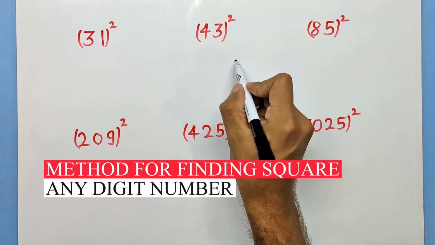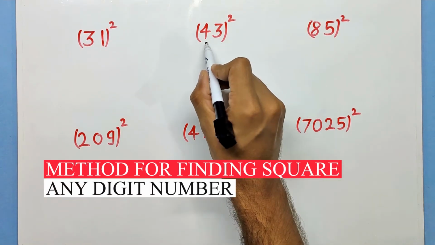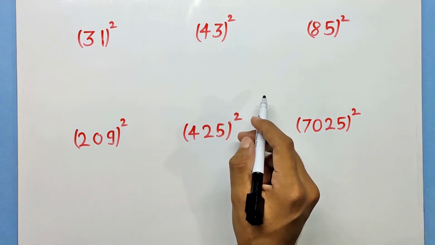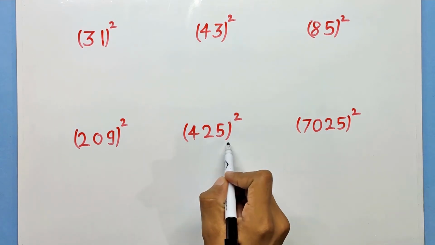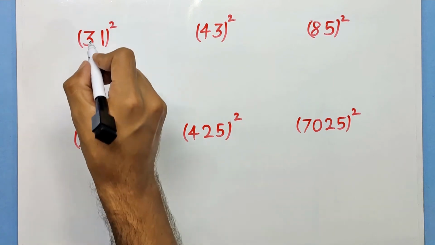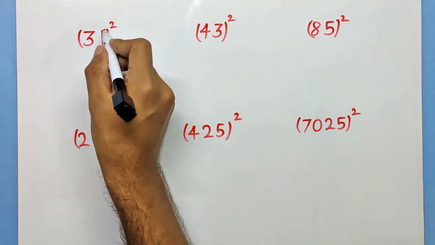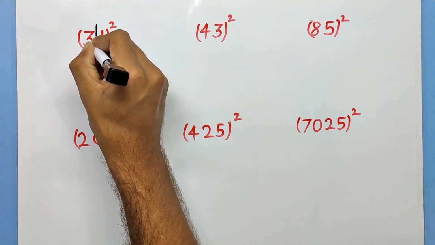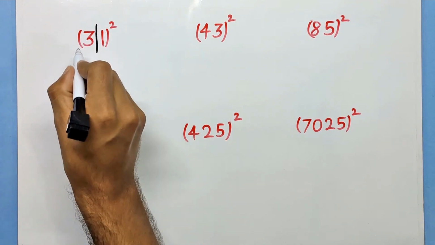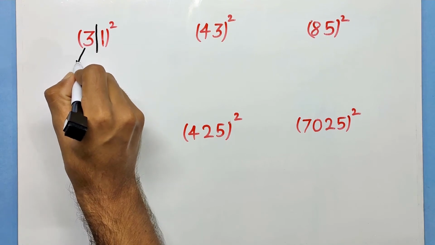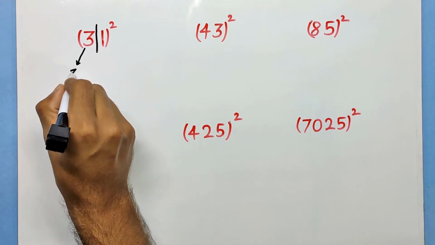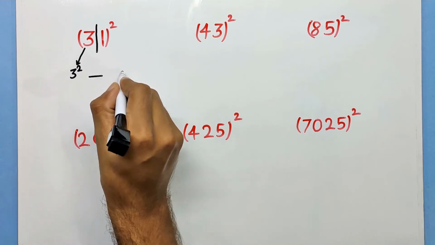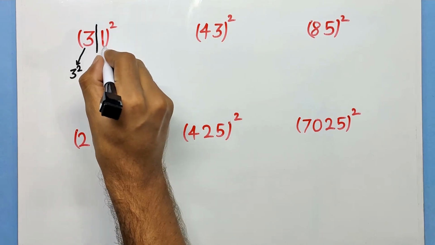Well, now we have already talked about the method for finding square of any two-digit number. Now we'll talk about the method which will be used for finding square of any digit number. So let's start. Let's find the square of 31. So first we have to make two parts of this number. So first part is 3 and second part is 1. Let's first square the first part. Just 3 square. And then let's make the two places. Let's square the other part here.